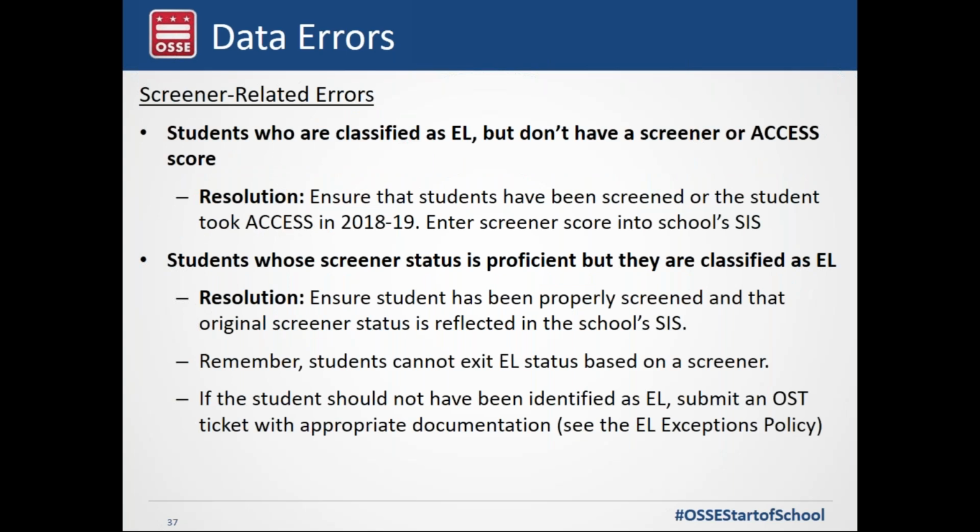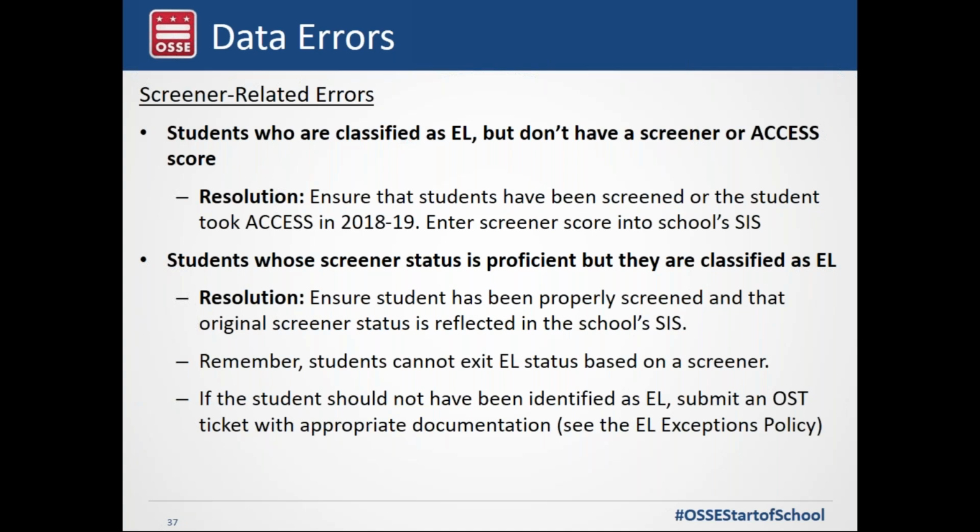The next one: there are students who are classified as English learners but don't have a screener or ACCESS score. Again, make sure that those students are taking ACCESS in school year 1920, because that's the upcoming year. And then there are students whose screener status is proficient, but they're classified as English learners.